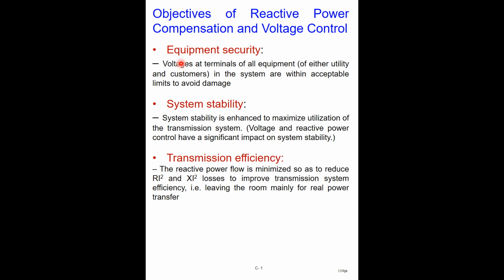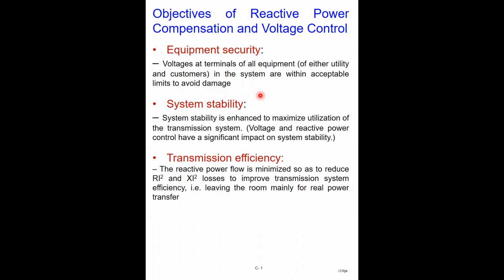So it should not be an over voltage at the terminal where you connect your appliances. That's a single phase appliance. So it should not be an over voltage, right? The voltage which is available at the consumer end where you connect your appliances should be within the limits, so as to avoid any damage to your appliances. Thus we want our equipment to be secured.